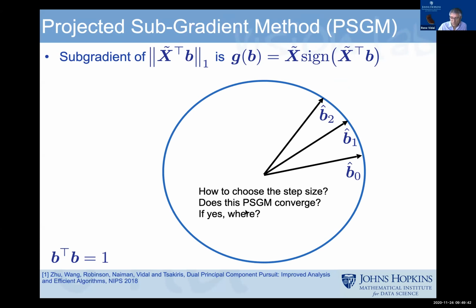So what are the key questions? A trivial method is almost like gradient descent and projection. So how do you choose the step size? Does this converge? The main challenge is that the problem is non-convex, and if it does converge, where? Those were the theoretical questions.